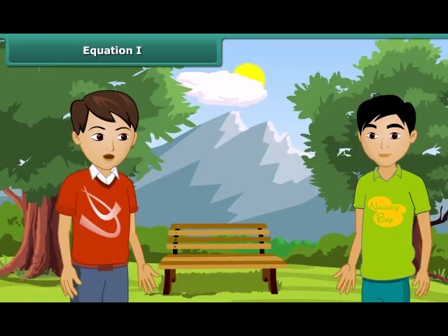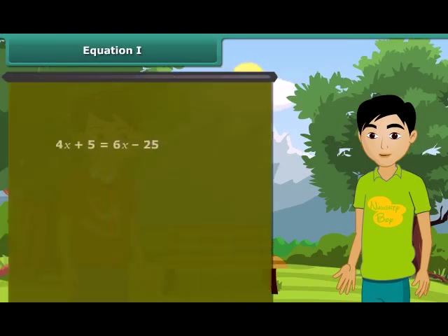Can you explain what an equation is? There is always a sign of equality in an equation. The equality sign shows that the value of the expression on the left-hand side is equal to the value of the expression on the right-hand side. When the expressions on the left hand and on the right hand are interchanged, the equation remains the same.